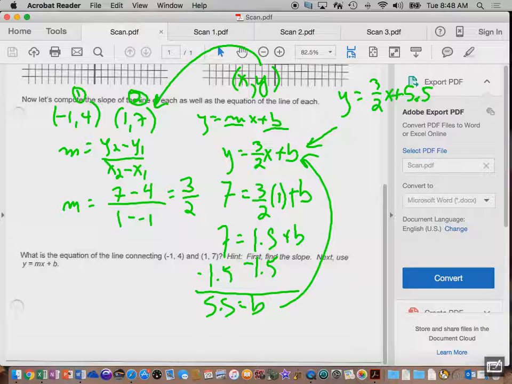Okay? Yes? So you said it works with the other points too? Yes, it would give you the same exact answer. Okay? Any other questions? All right.